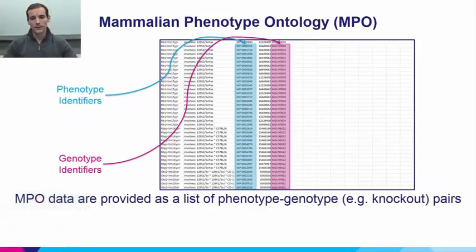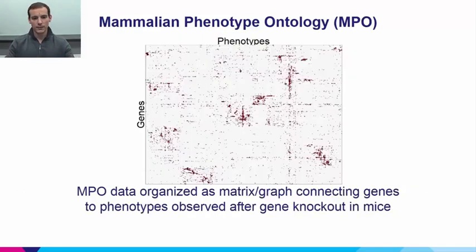On this next slide, we see what the data set looks like. This is just a list of associations where we have two columns that are primarily of interest. One column has identifiers for phenotypes, and the second column has identifiers for genotypes. Again, this would correspond to, for example, a particular gene knockout that was performed in a mouse. So we can parse this data and reorganize it into a matrix like we've been doing with these other resources.